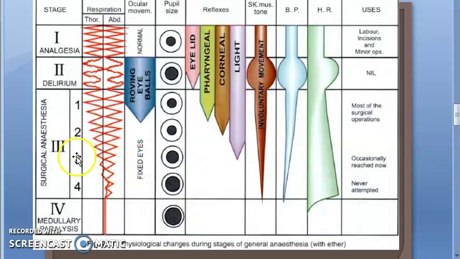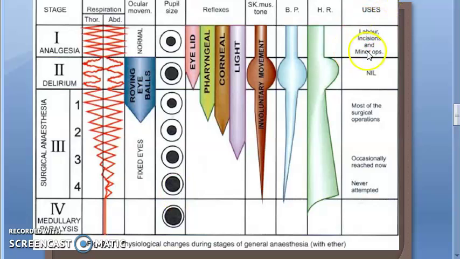In plane 3, light reflex is lost and the pupil again starts dilating. Stage 4, there is intercostal paralysis, shallow abdominal respiration and dilated pupil. You can see the pupil is dilated here.